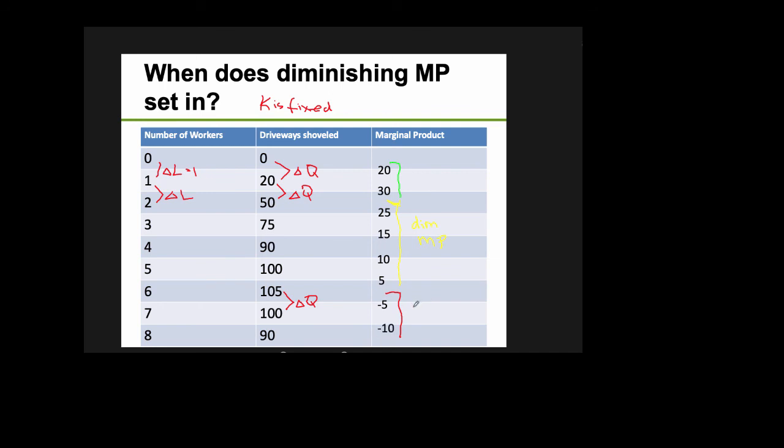Here we enter the world of negative marginal productivity. This is always bad. This is the situation you want to avoid as a manager, as somebody running a business. You don't want to hire resources that are going to cause you to produce less than you did before. That's a bad position to be in.